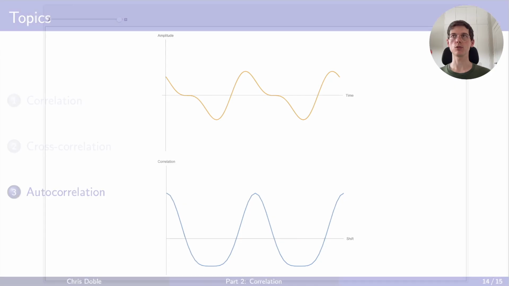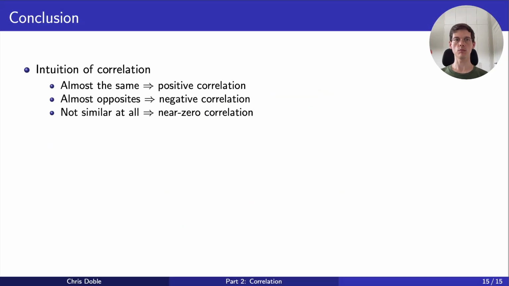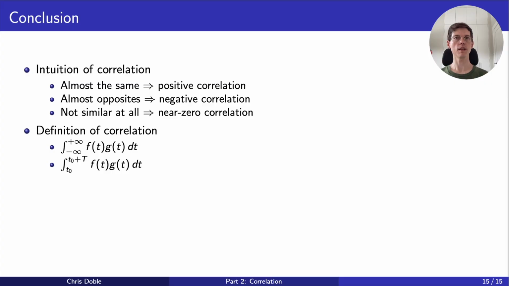There are 4 things that you should take away from this video. The first is an intuition for the concept of correlation. If 2 signals are almost the same, their correlation will be positive. If they're almost opposites, it'll be negative, and if they're not similar at all, it'll be near 0. Second is the definition of correlation, both for signals that go to 0 far from the origin, and those that are periodic. We'll see these definitions again in the next video.